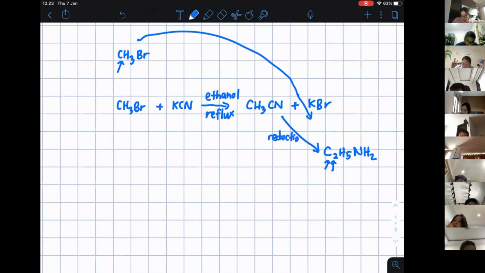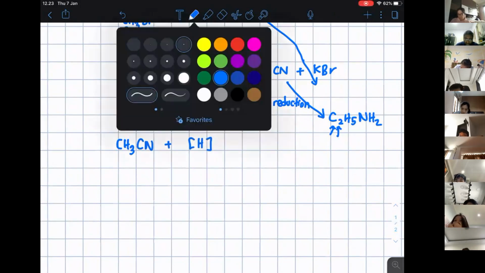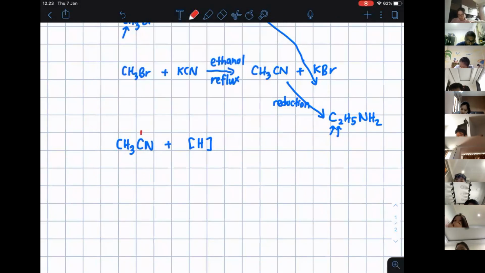Now for this reduction, if I write down the equation, CH3CN plus H. If you reduce, you are going to add one hydrogen here, one hydrogen here, and then another hydrogen here, another hydrogen here. So total 4 hydrogen. It will give you CH3CH2NH2. This is the same as C2H5NH2.